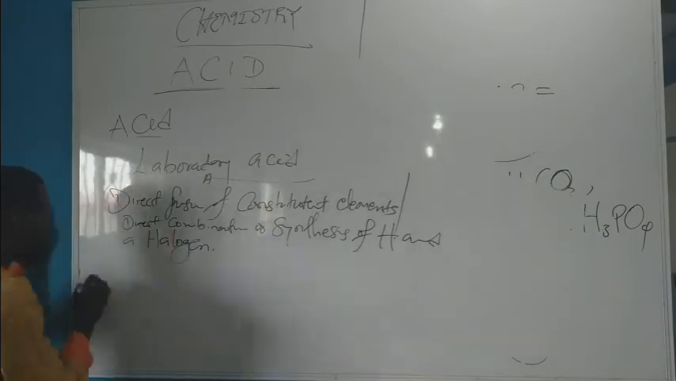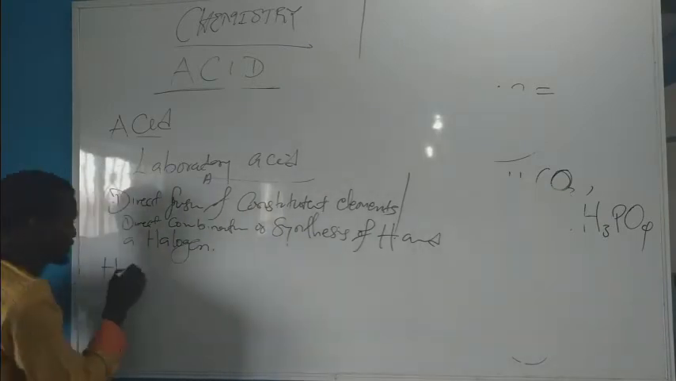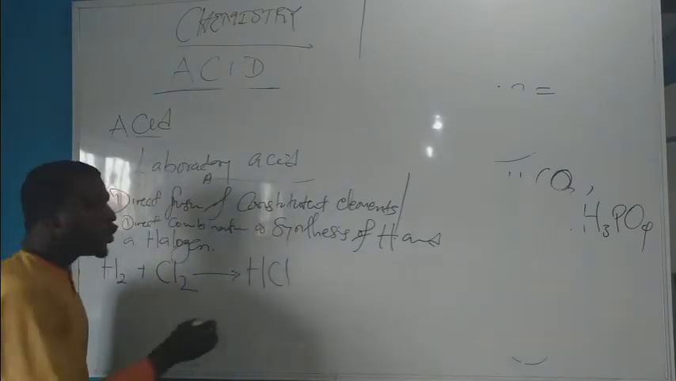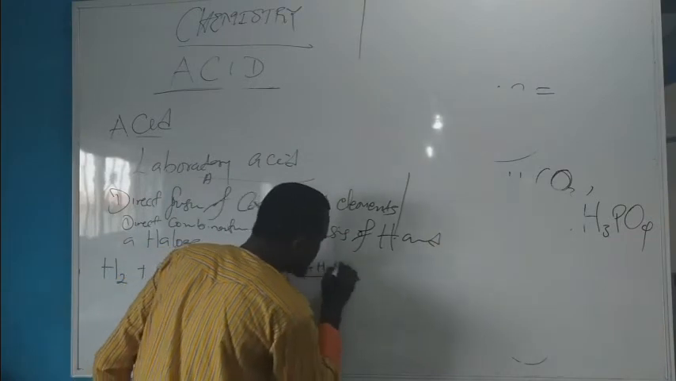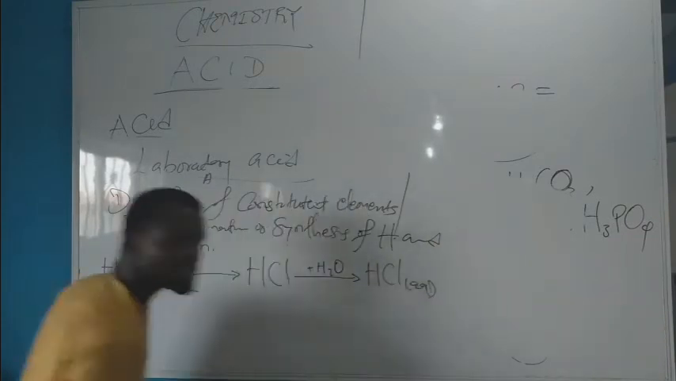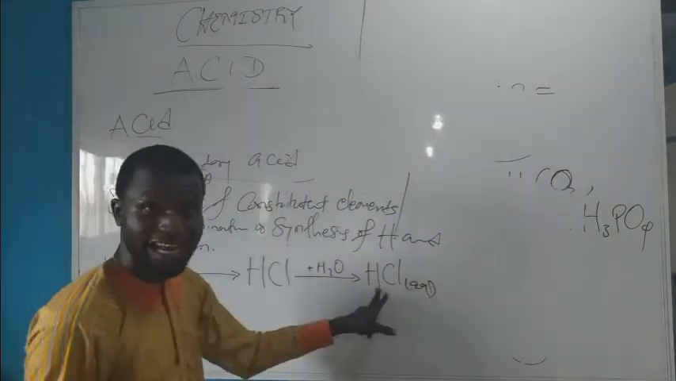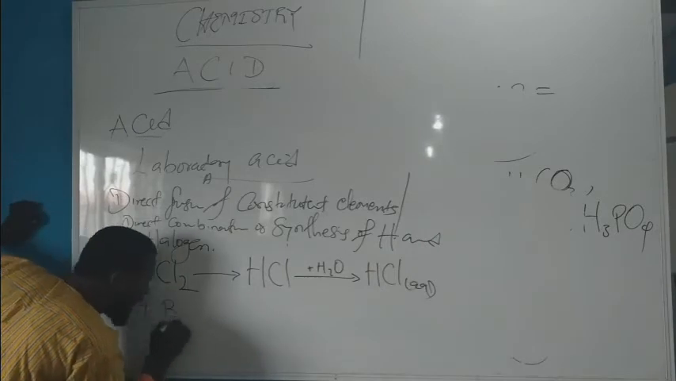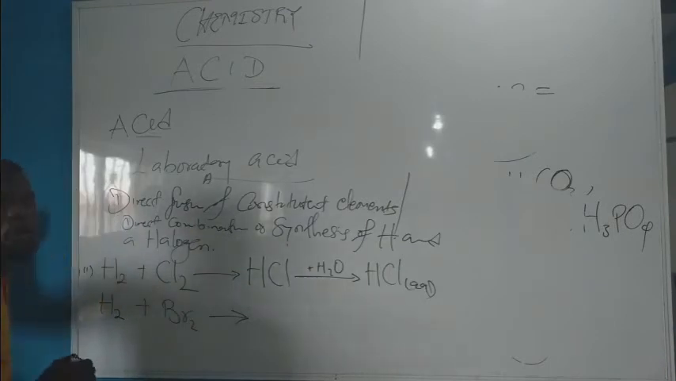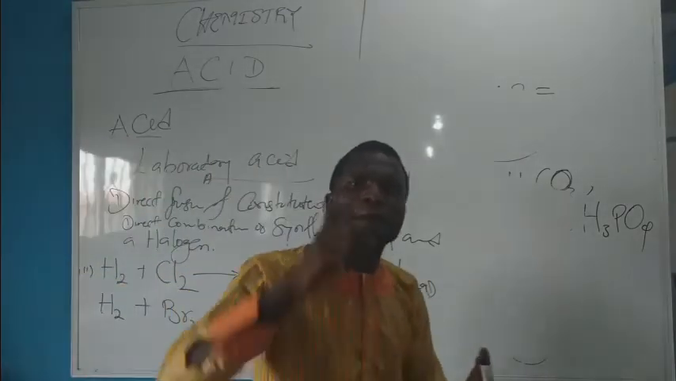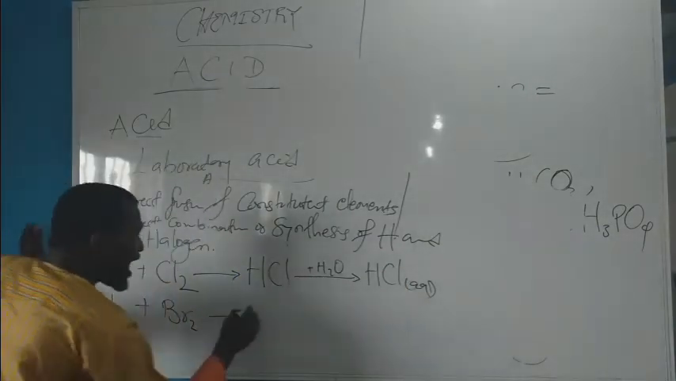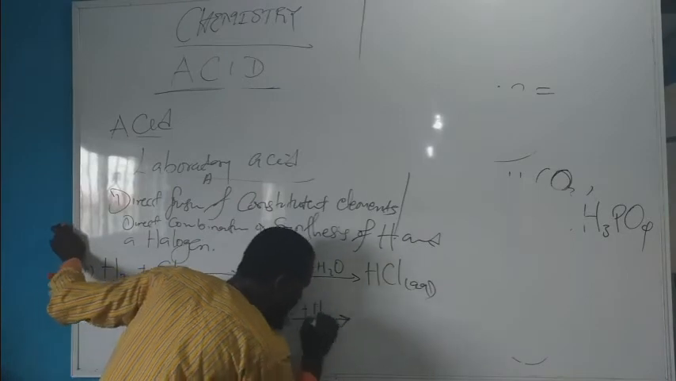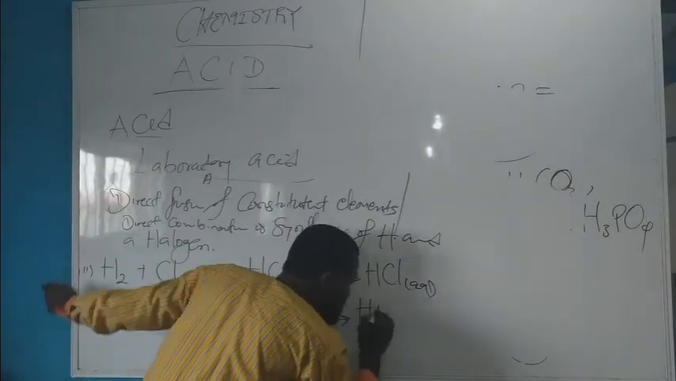So in that, dry hydrogen, when heated with chlorine gas, yields hydrogen chloride gas, which is then dissolved in water to give hydrochloric acid. You can see this is a hydrogen halide acid. Then the second example, hydrogen gas combines with bromine when passed through electrically heated platinum spiral to yield hydrogen bromide gas, which in turn is dissolved in water to furnish hydrobromic acid.